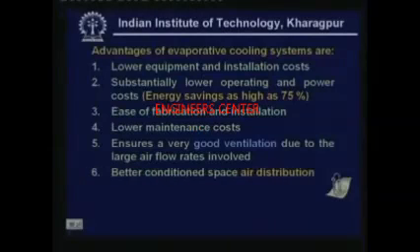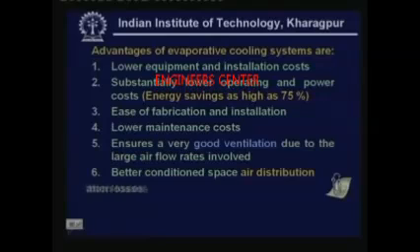So as a result, a continuous supply of large amounts of fresh air is ensured whenever you are using an evaporative cooler. So this will take care of ventilation. Okay, so this is another major advantage. Because of the large flow rates involved, the conditioned space air distribution is also ensured. That means you get better conditioned space air distribution because of the large amount of air flow rates involved.